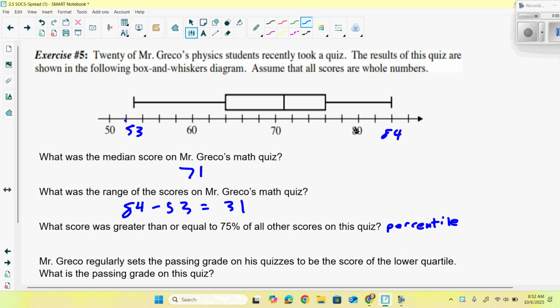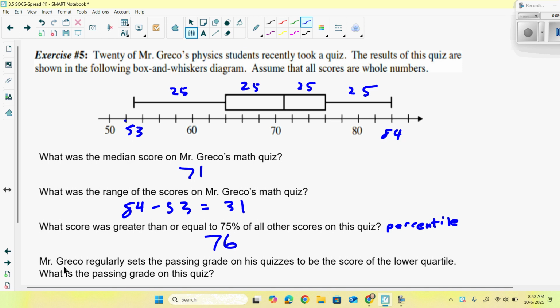And again, we're not looking at these numbers here now. Now we're counting. This is 25, 25, 25, and 25% of the data. And we want 75% to be below. That's the 75th percentile, 2, 4, 6. So 76 would be a score that's in the 75th percentile or better than or equal to 75%.